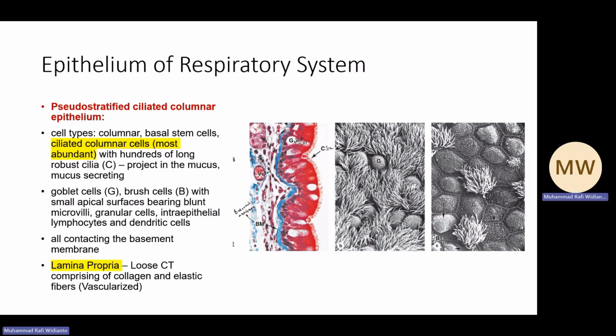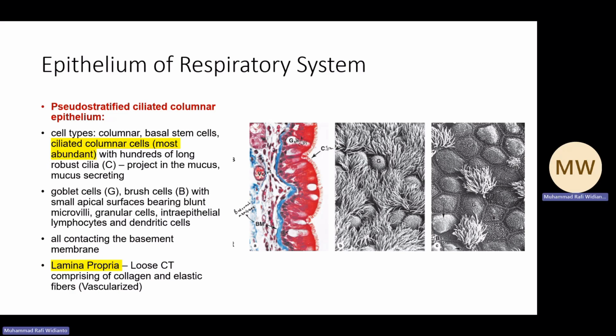Now, the epithelium of the respiratory system, like we said again, is the pseudostratified. The cell types are columnar, basal stem cells, and ciliated columnar cells, which are the most abundant. The reason why they're the most abundant is that it ensures the pathway is equipped to move and clear out trapped particles or mucus containing anything that we don't want more efficiently. So it basically ensures that it's free from unwanted particles and pathogens.